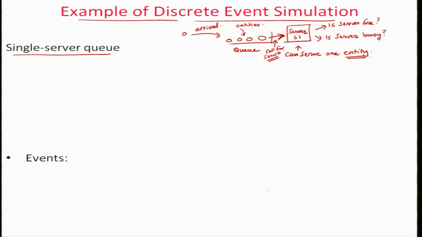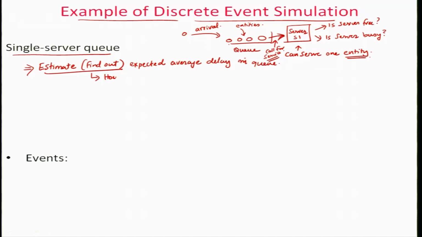So, what is one of the most important aspects of this? Why do people study such systems? The main thing is to estimate or find out the expected average delay in queue. Or you want to find out how long one should wait before getting served.